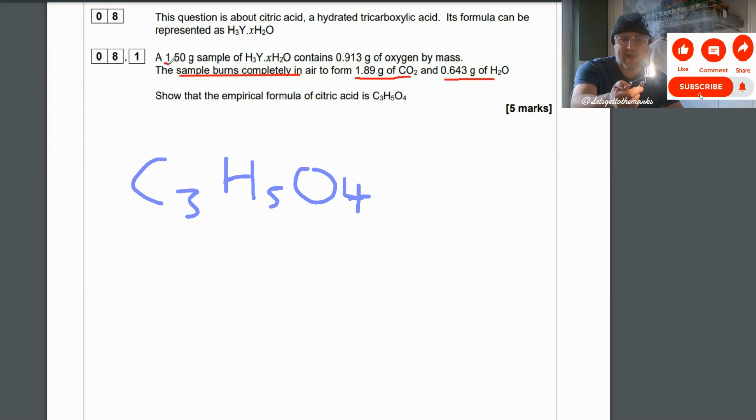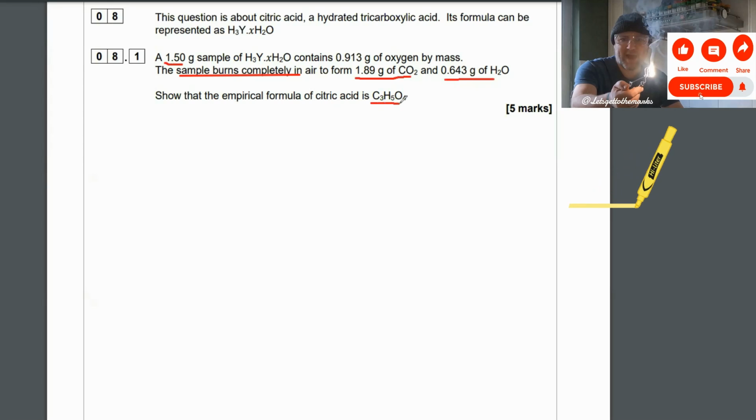As always, when working in an exam, underline key points or get out your highlighter and highlight some of the key points. So the first thing to work out here is we've been given the mass of carbon dioxide, we've been given the mass of H2O, so obviously we're going to want to work out the moles of those.